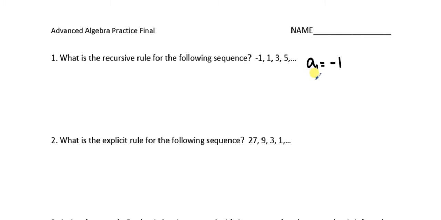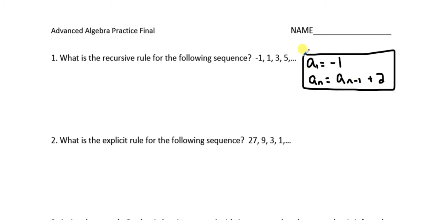So the next term, A2, and we'd write that AN. So any term we want to find is equal to the term before it, which is AN minus 1, plus 2. And this is our formula.